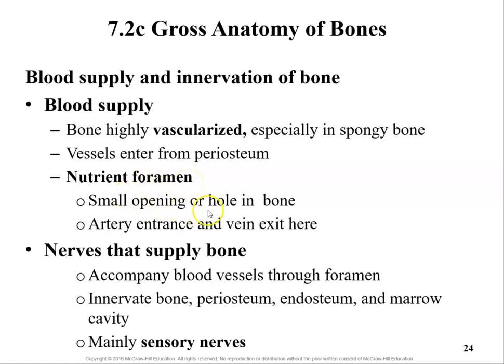It's going to be a small opening in the bone where an artery and a vein are passing through. You'll also see nerves that pass through the foramen as well. And nerves are going to innervate the bone, the periosteum, the endosteum, and the marrow cavity. And these are going to be sensory nerves as opposed to motor nerves. And that should make sense because bone tissue doesn't actually move.